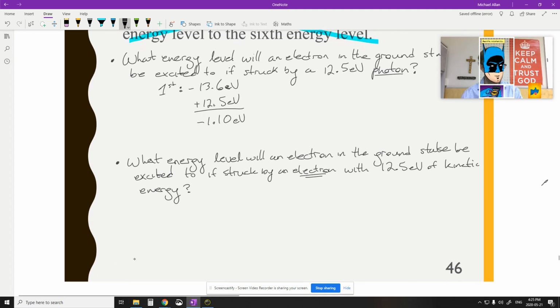It's going to be the same for both of these. So I'm just going to put the same math down here. I'm going to shortcut this later. Okay. So I'm going to add that. So where does this land? Which level is negative 1.1?